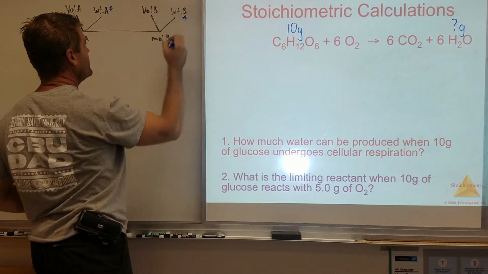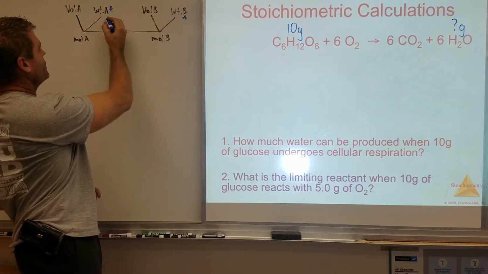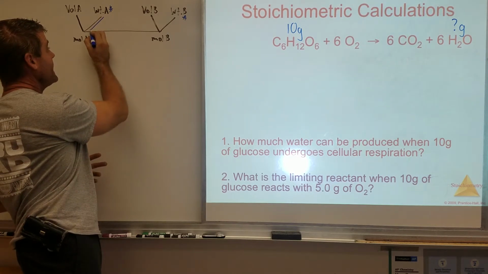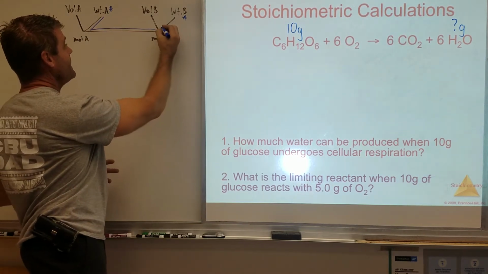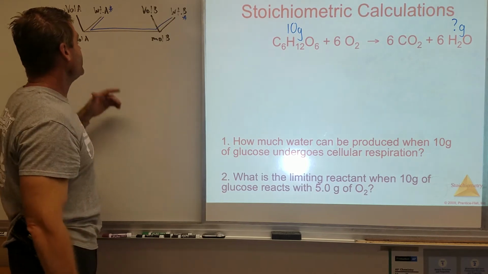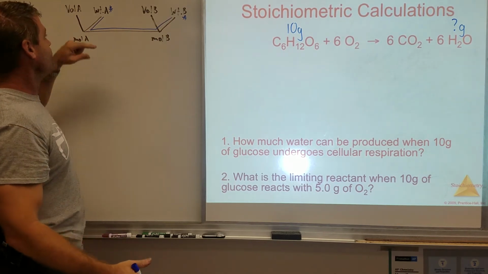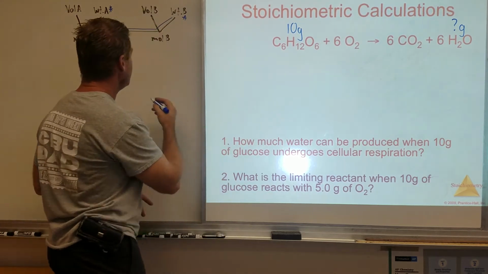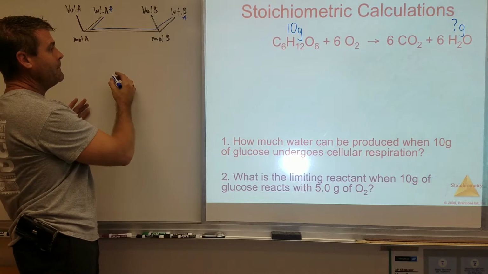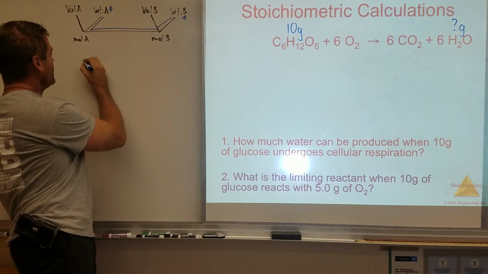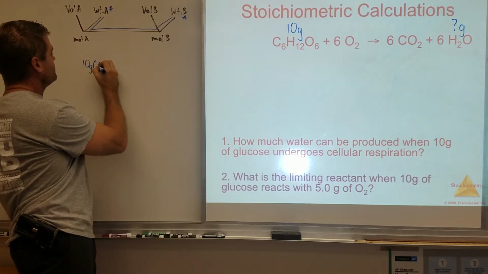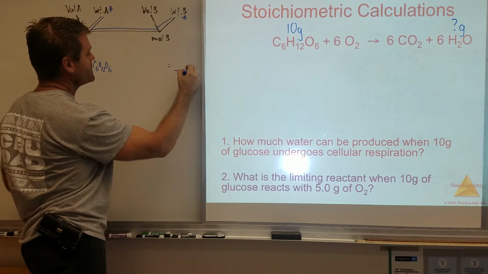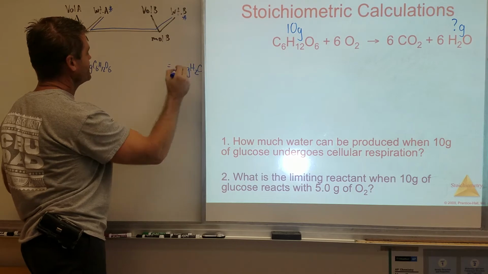First I'm going to convert to moles. When in doubt, convert to moles. Then I have to go from moles of A to moles of B, and then from moles of B to weight of B. So this is like a roadmap, and it tells me I'm going to take 3 roads. So I'm starting with 10 grams of glucose, and I ultimately want to figure out how many grams of water I'm going to produce.